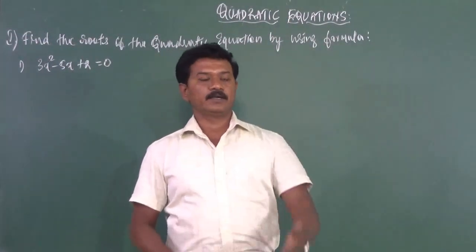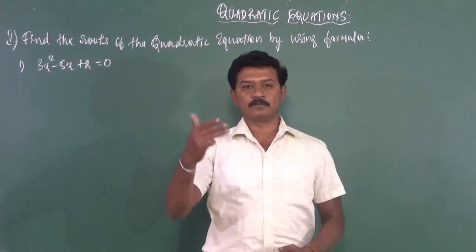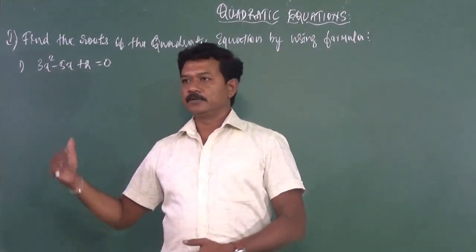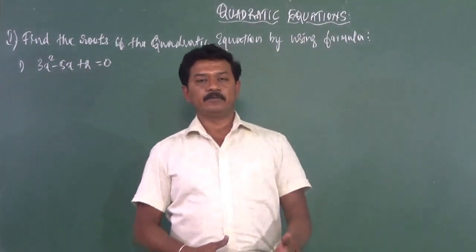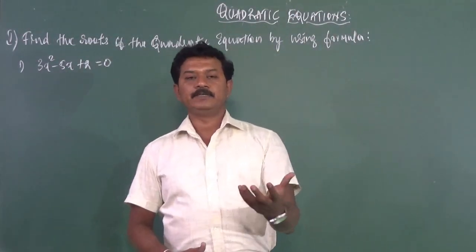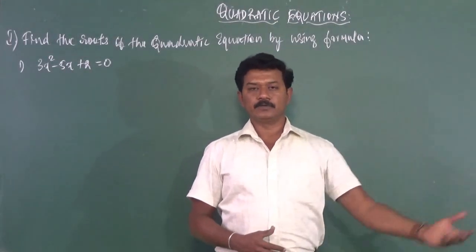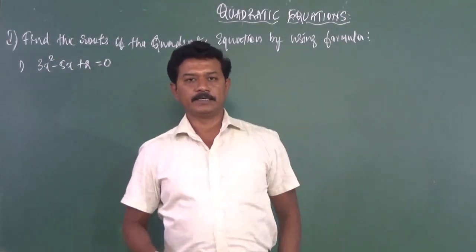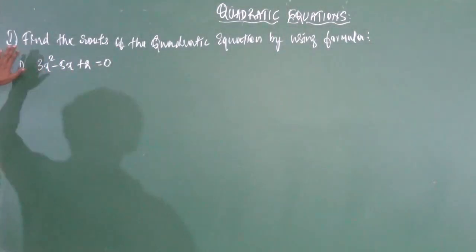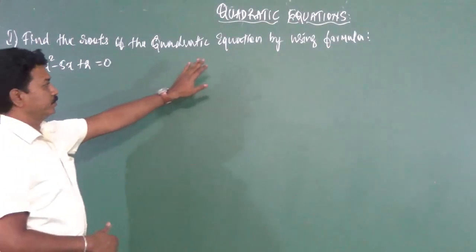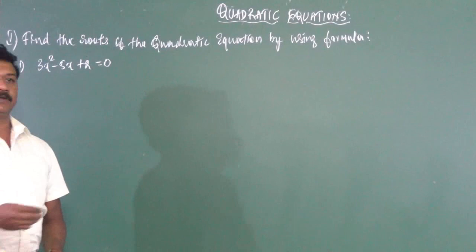So you will be given a quadratic equation and you will be asked to find the roots of that given quadratic equation by using the formula. So the general method I am going to do this. In the second type, I will be using the concept of discriminant to find out the roots of a given quadratic equation, which I am going to teach you in the next session. So in today's session we have a very beautiful question here. Find the roots of the quadratic equation by using formula. So you have to remember or recall the formula here.